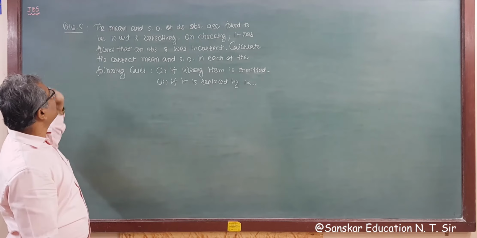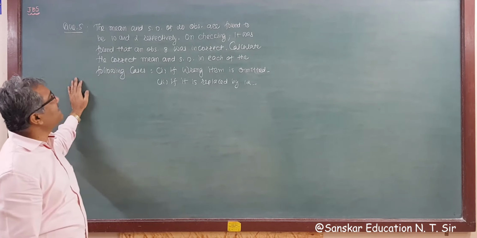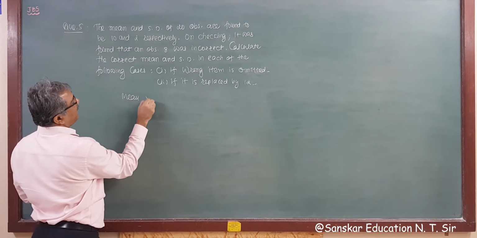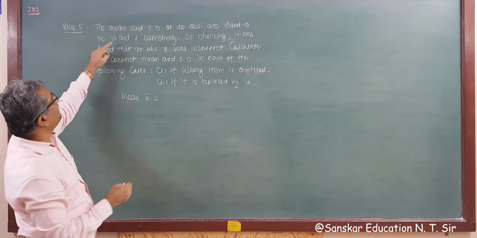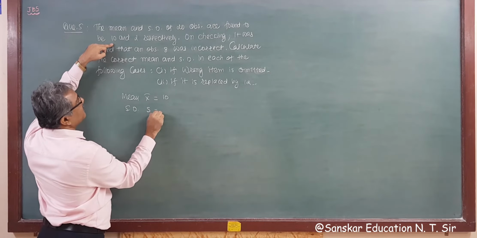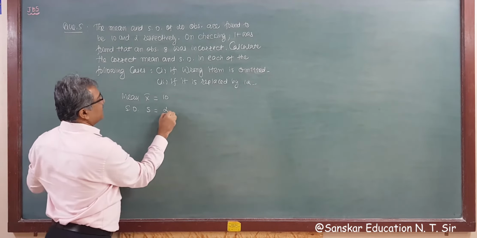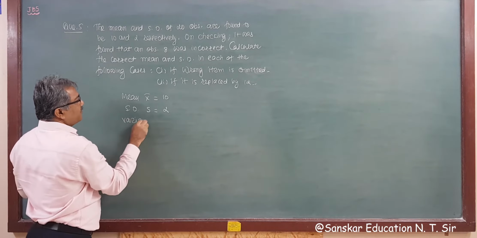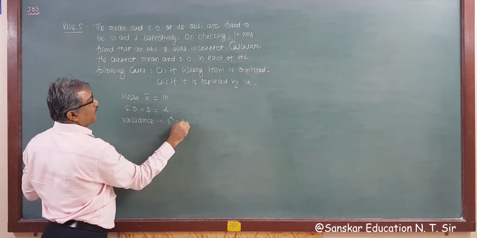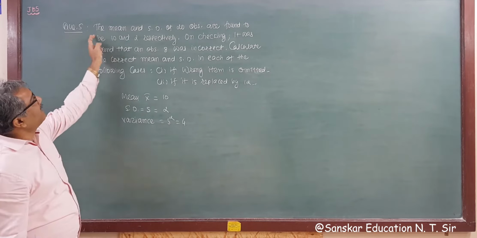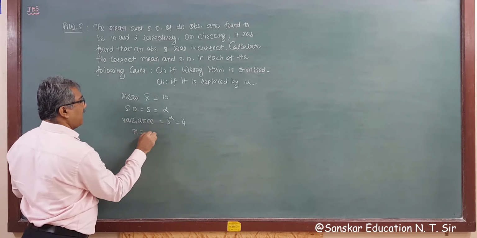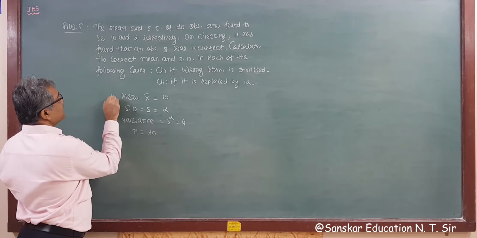Okay, so last question, question 5. The mean and standard deviation of 20 observations are found to be 10 and 2 respectively. So mean x bar is 10, right? Standard deviation s is equal to 2. That is, variance is, first we have to make this list, variance is equal to s square is equal to 4, right? And 20 observations, so n is equal to 20. So these things are given.